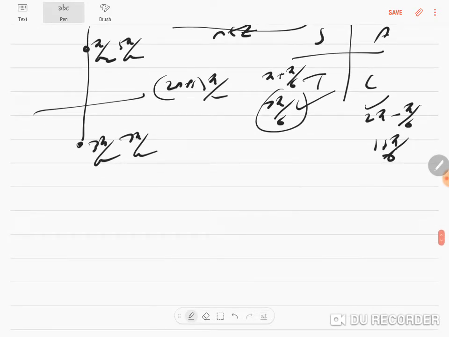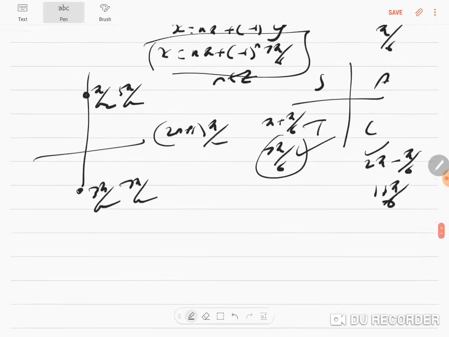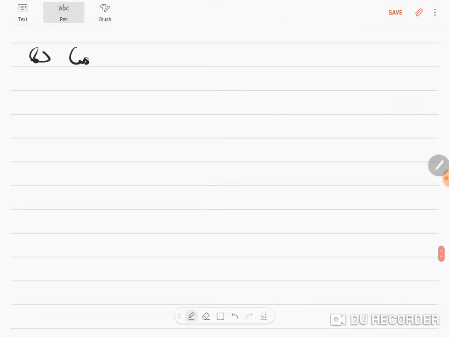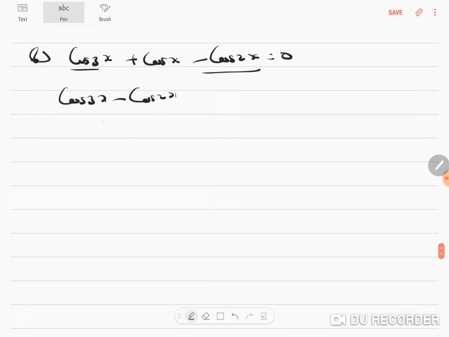Okay, let's go to next sum, which is the sixth sum. The question is cos 3x plus cos x minus cos 2x is equal to 0. Marry these two, cos 3x and cos 2x, no, that's of no use. If I marry, I'll get c plus d is 5x by 2 and all. So no use in doing that. So don't marry. This has already been realigned.